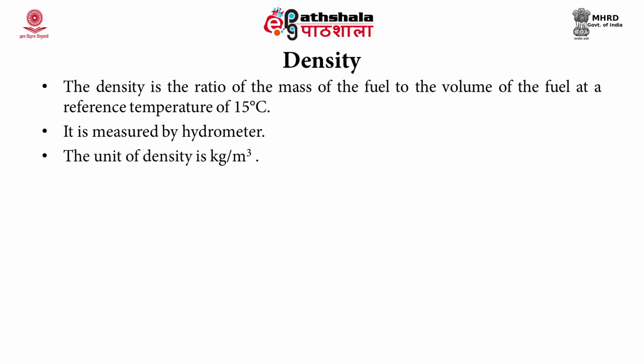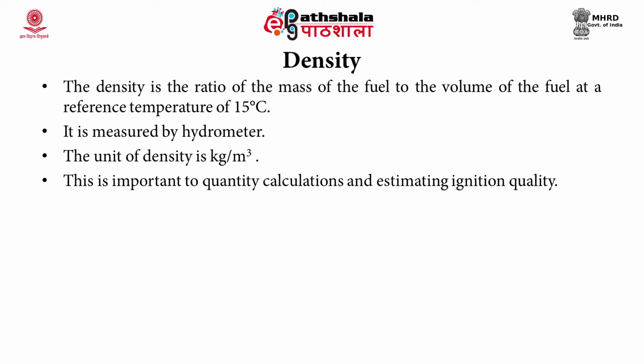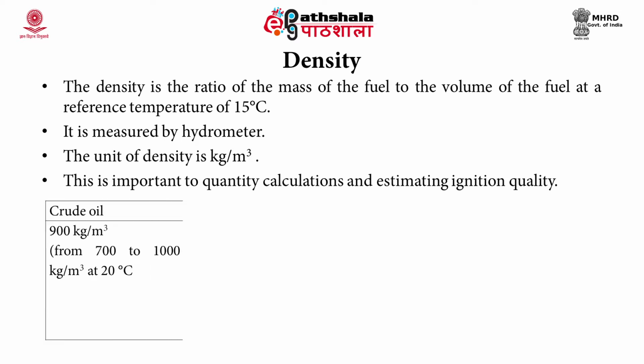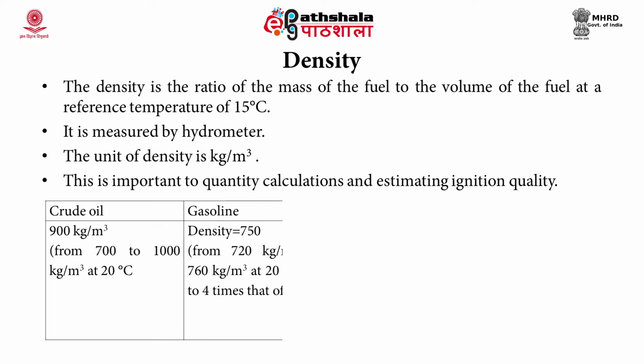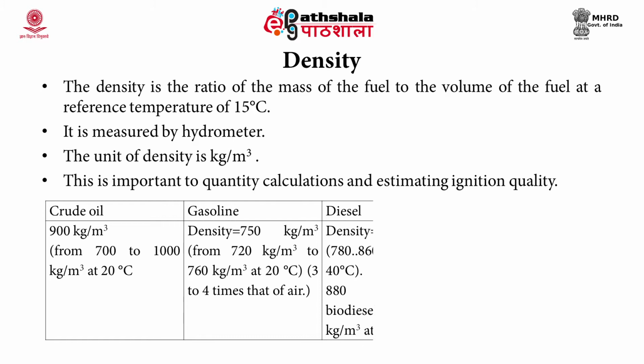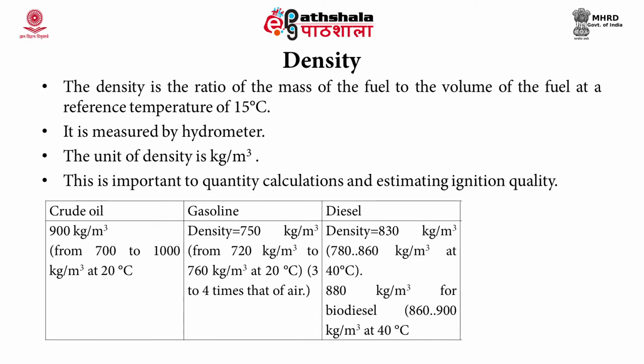You can see in this table different densities of different liquid fuels. Crude oil has an average density of 900 kilogram per cubic meter, and it has a range of 700 to 1000 kilogram per cubic meter. Gasoline has a density of 750 kilogram per cubic meter with a range of 720 to 760. This density helps the oil to float on water because it is lighter than water. Diesel has a density of 830 kilogram per cubic meter with a range of 780 to 860 kilogram per cubic meter.